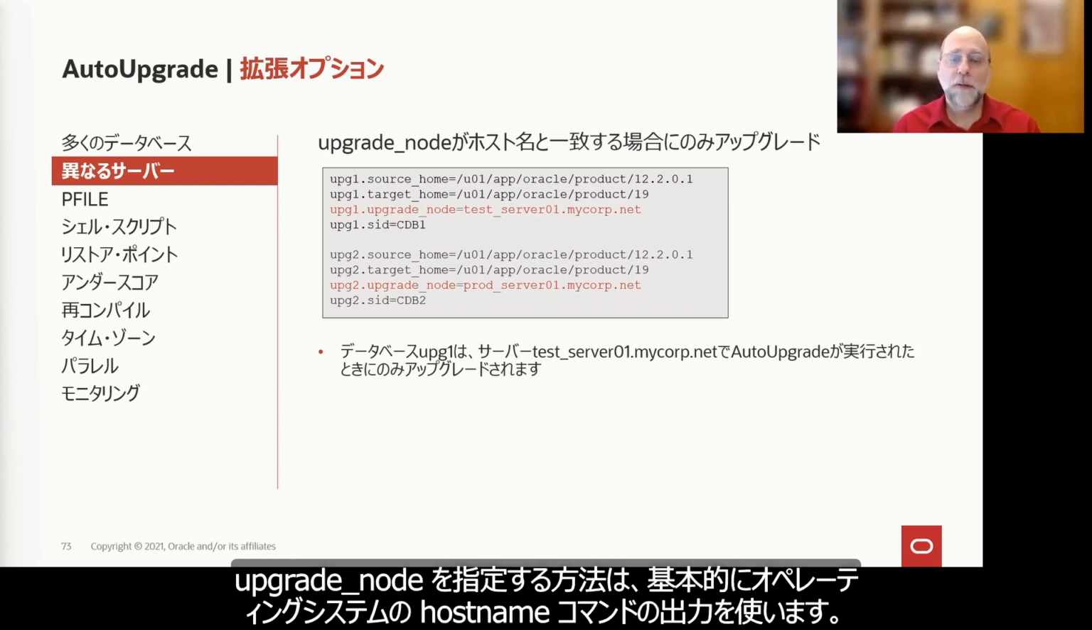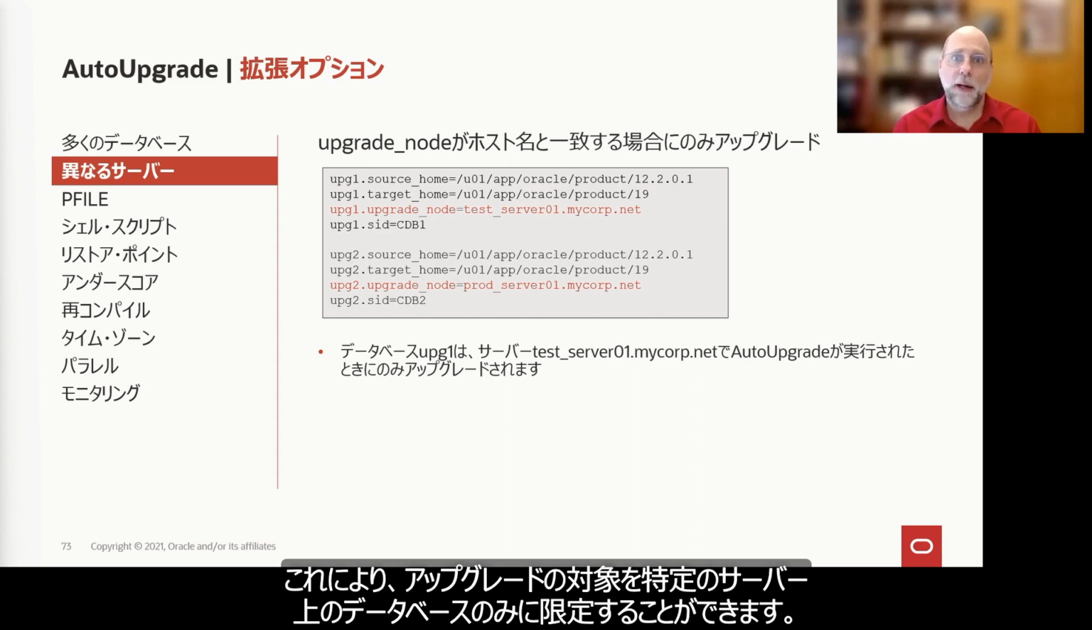The way you specify the upgrade node is to essentially include the output of the hostname command from the operating system, and that's what you would use to limit the upgrades to only the databases on that specific server.